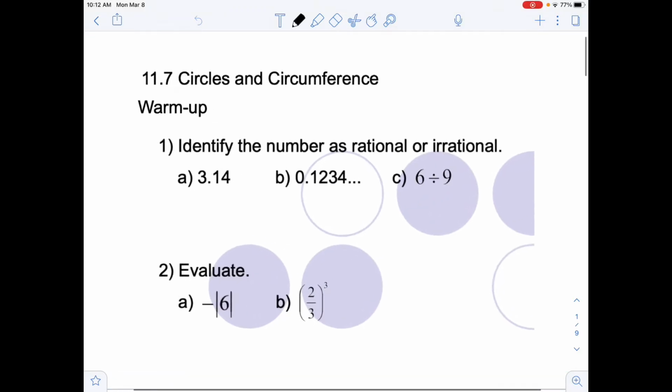Lesson 11.7 is on circles and circumference. So there's a few warm-up problems. I want you to try these, pause it, and then we'll go through them together.